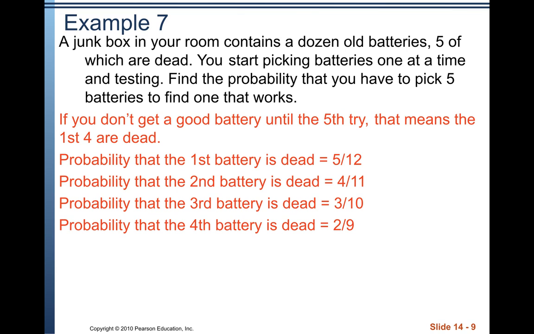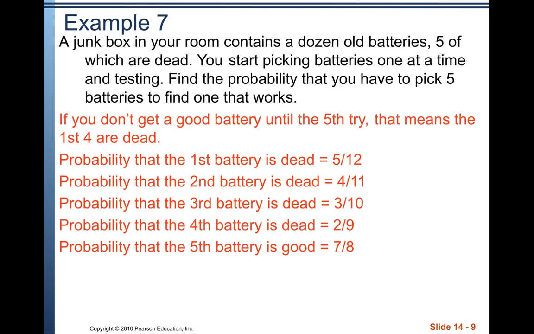But then on the 5th try, we get a good battery. So for the 5th one, we want the probability that the fifth one is good. Now there's only 8 left. Out of those 8, we know that 7 of them are good, because on the 5th try we get a good battery. We haven't used any of the 7 good ones yet. So 7 out of 8.